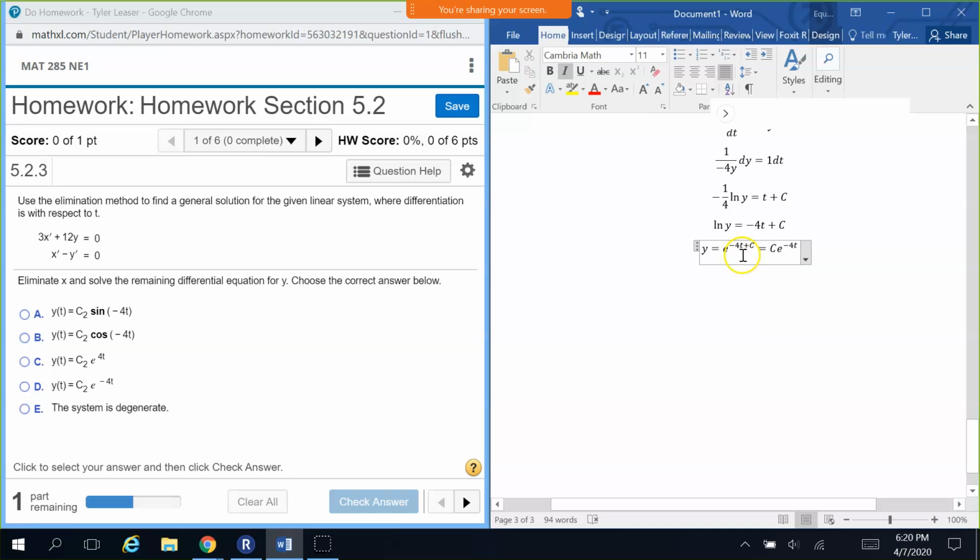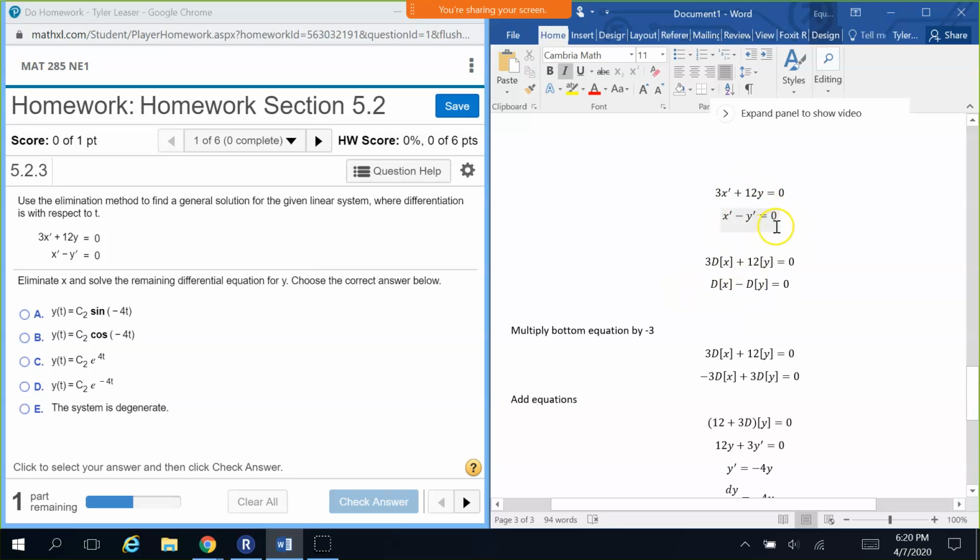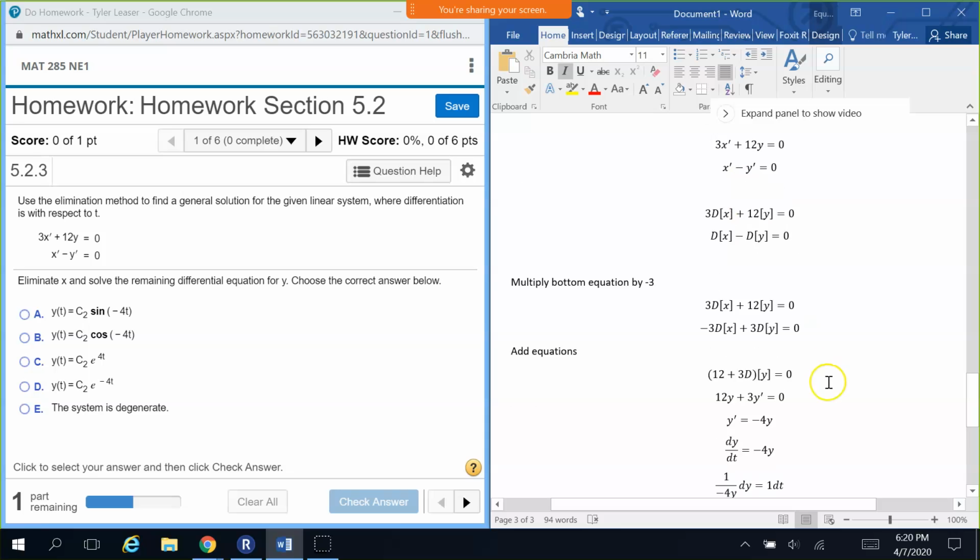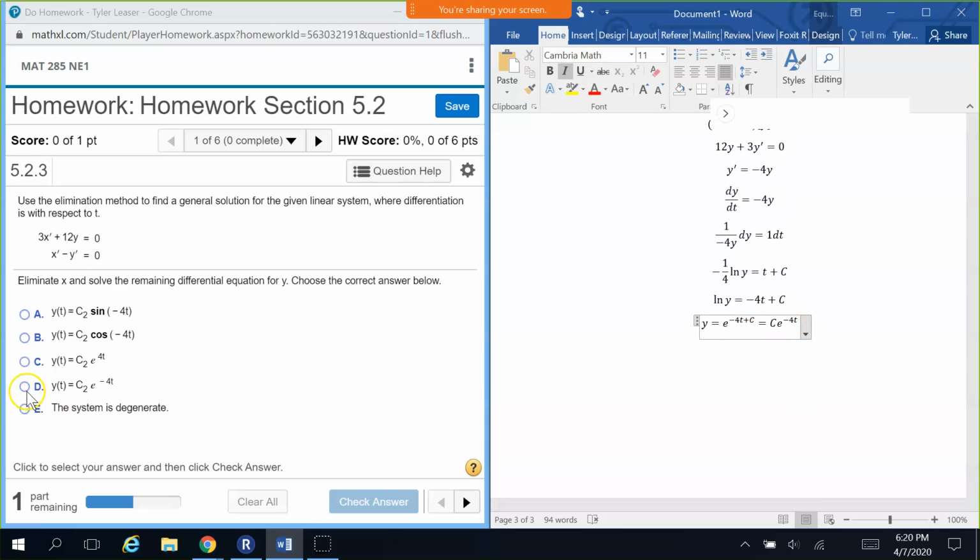Right, so e to the negative 4t plus c, I could use the product rule for exponents and rewrite that as e to the negative 4t and then e to the c. But e to the c is just its own constant, so we just absorb it again. All right, and then just coming back down to our answers, we've now solved for y in our system. In this system, the function y has to be some constant and then e to the negative 4t.